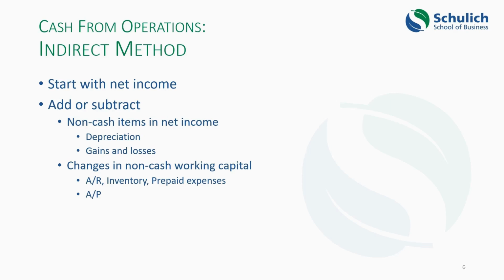So if you add those back, then you're basically moving from the net income number closer to the cash flows from operations. The same thing if the company disposed of assets and recorded a gain or loss, exactly the same thing. You want to undo those to move from the accrual number back towards cash from operations.